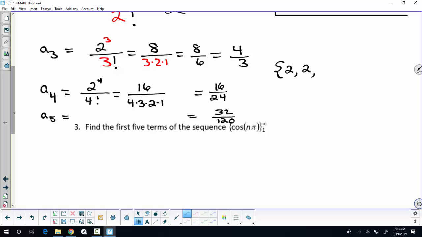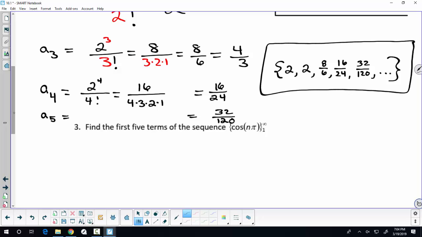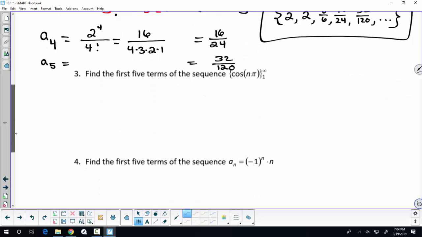It's the first 5 terms. We have 2 over 1, 8 over 6 if you like, 16 over 24, 32 over 120. Those are our first 5 terms. Easy enough? Okay.